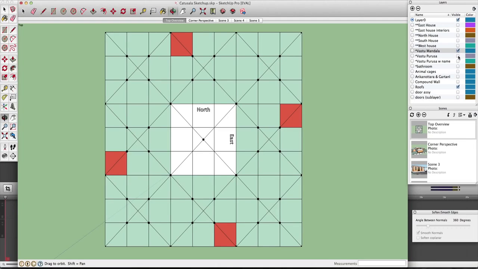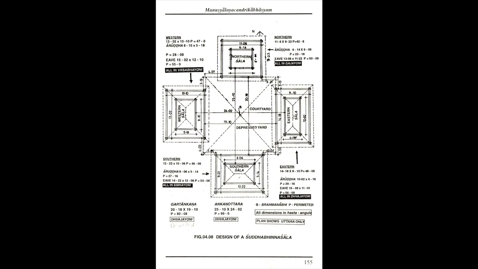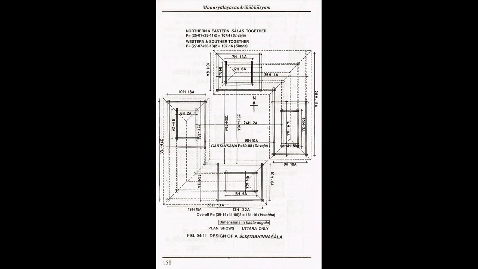Within the Chatushala, or the four-house design, there are several variations. In fact, there are 9 subcategories. The one I show you, the simplest, which is just 4 buildings separate, is called Vishuddha Bhinna Shala, which means pure separated houses. But you can also add corner houses. This is, for example, a Shlishta Bhinna Shala, in which there's a corner house that joins the west and south house, and a corner house that joins the north and east house.